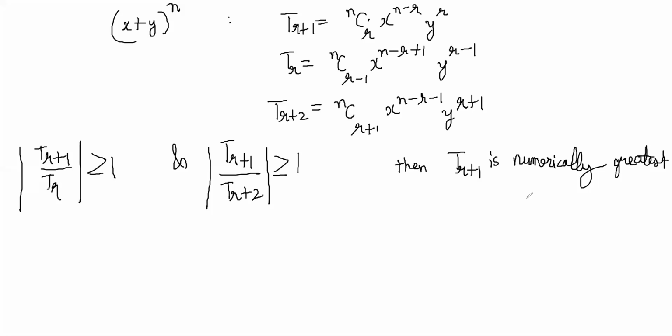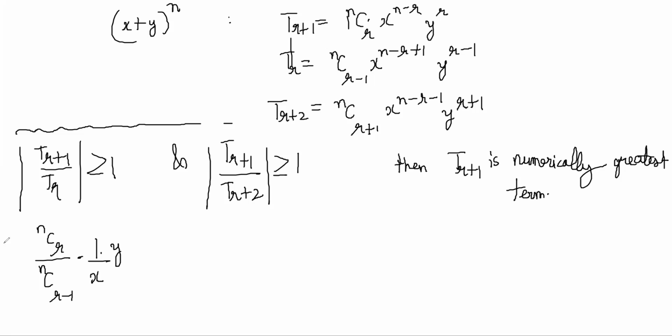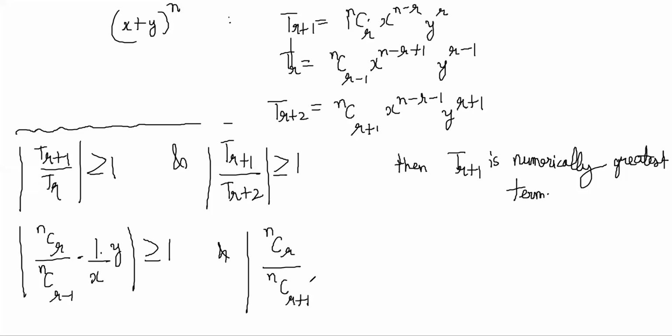This is there in the theory, no? You've seen the book. This is fairly straightforward to understand also. It's not some difficult thing. Now you have to divide and solve and get inequalities. If you divide these, you'll get ncr by ncr minus 1, and this is 1 by x, and this is y, greater than or equal to 1, and here you'll get ncr and ncr plus 1, and this will be x by y greater than or equal to 1.